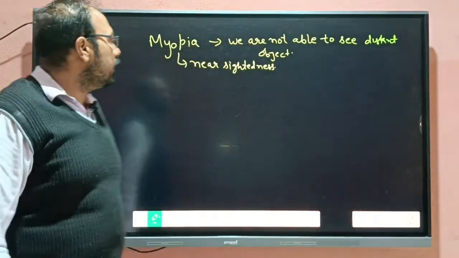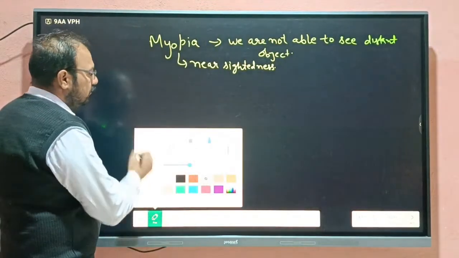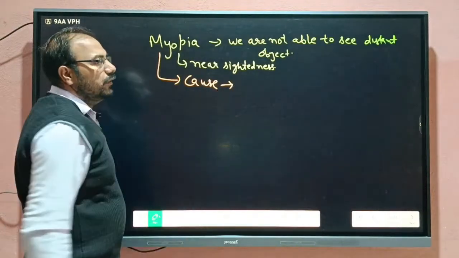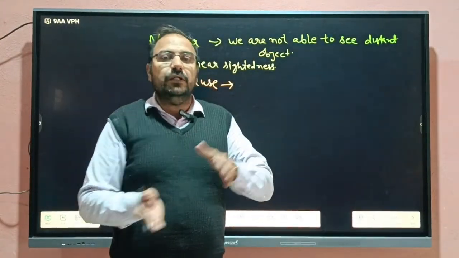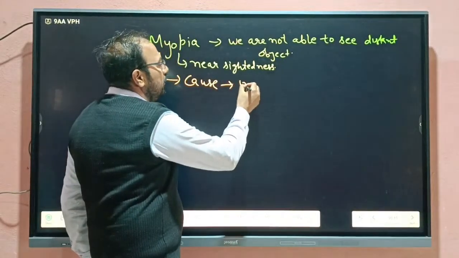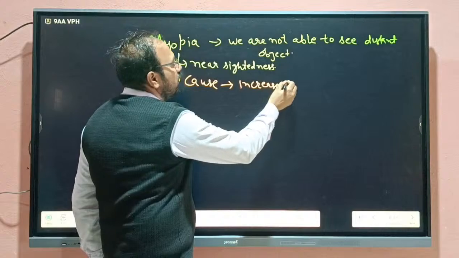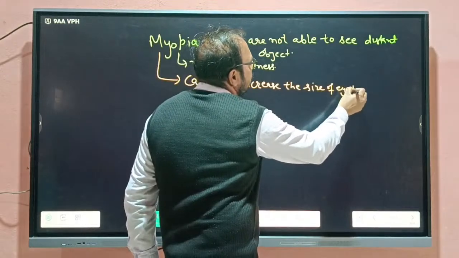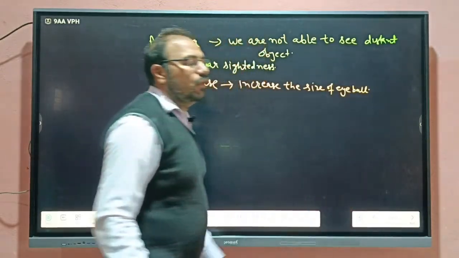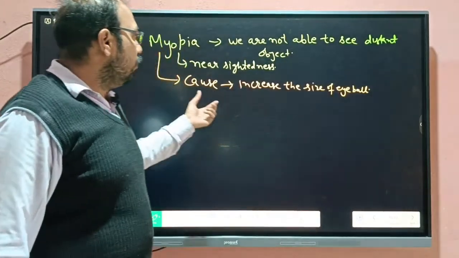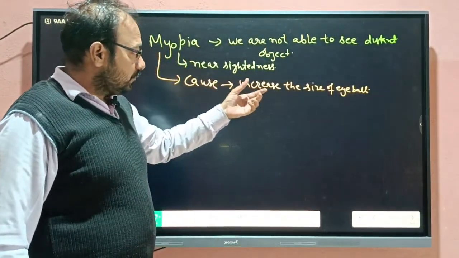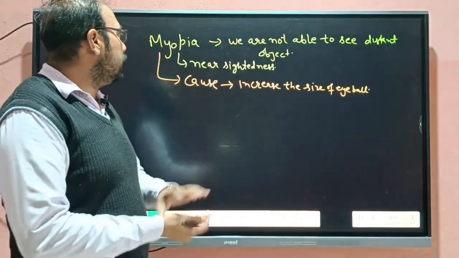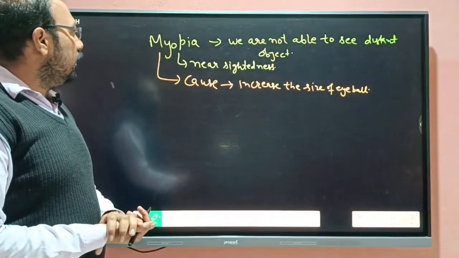So what is the cause of that? Basically, it is caused by an increase in the size of the eyeball. That is known as the elongation of the eyeball. So in this case, what happens is that the image is not formed at the retina. This is known as myopia. And how do we correct that?